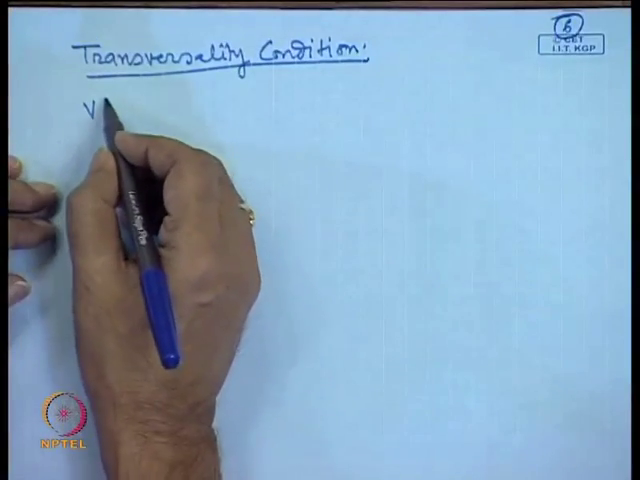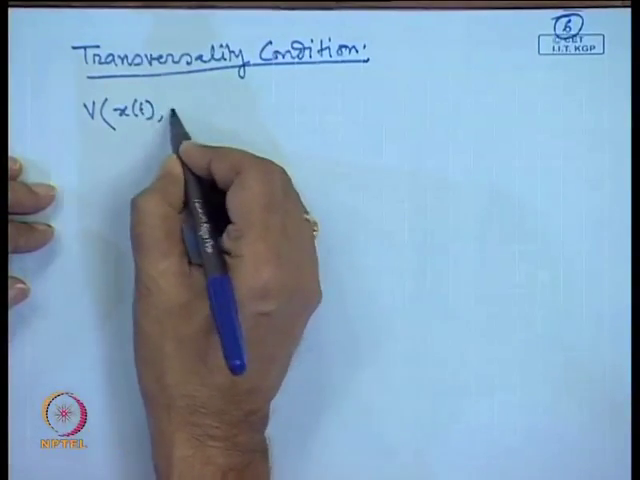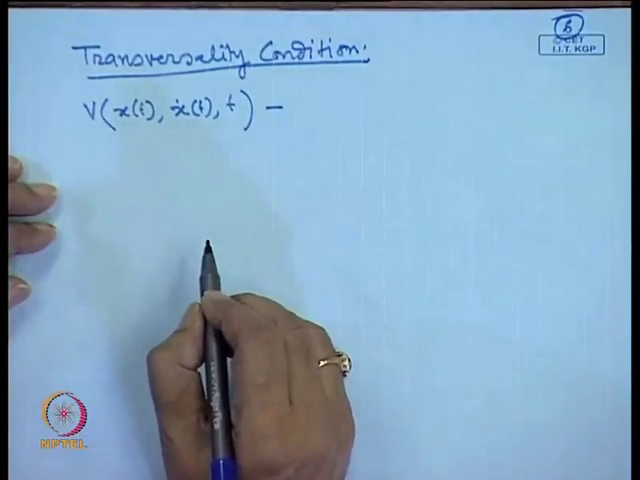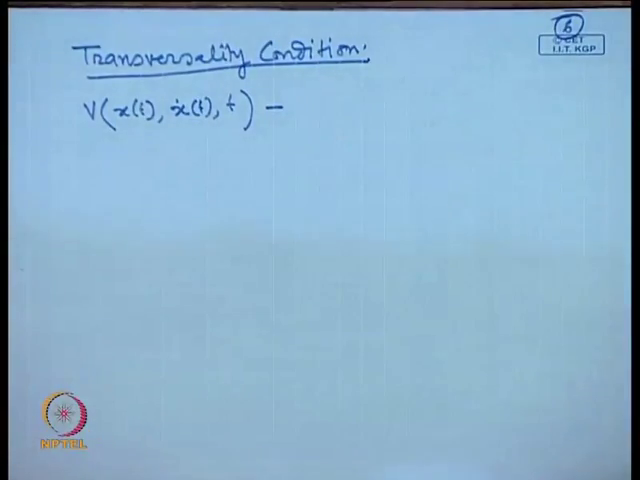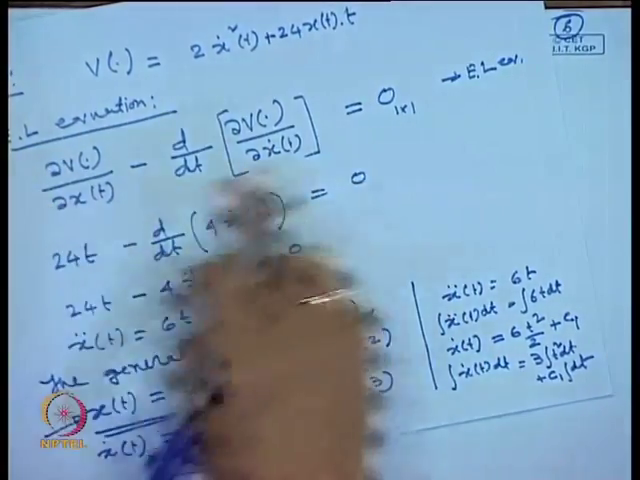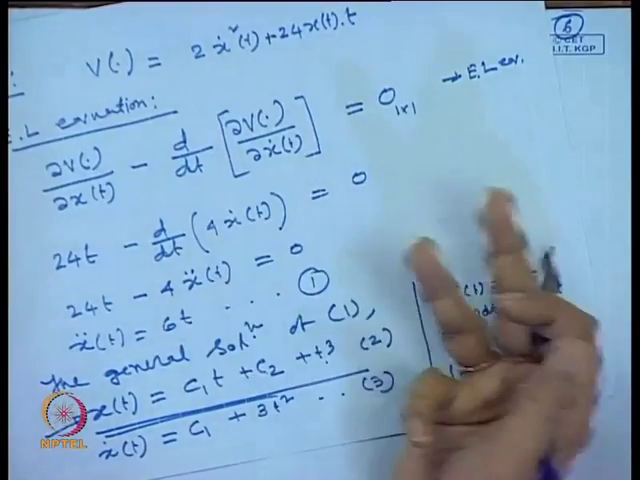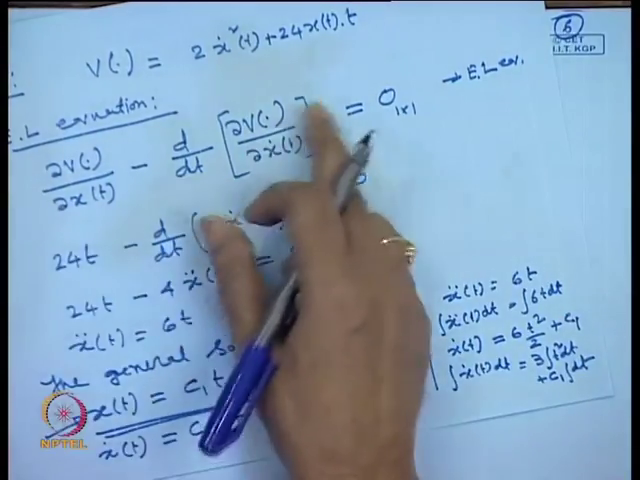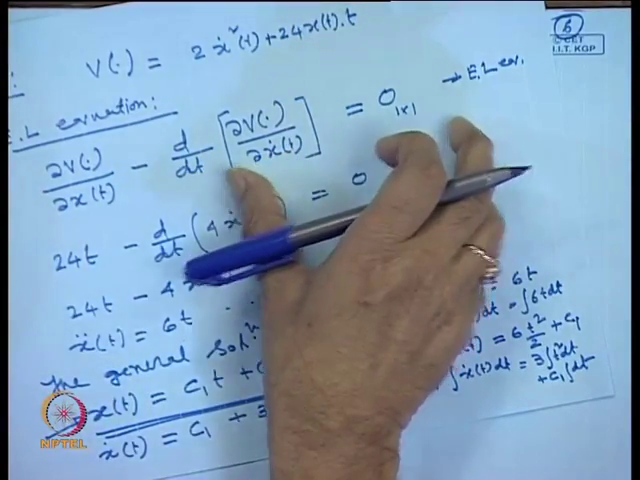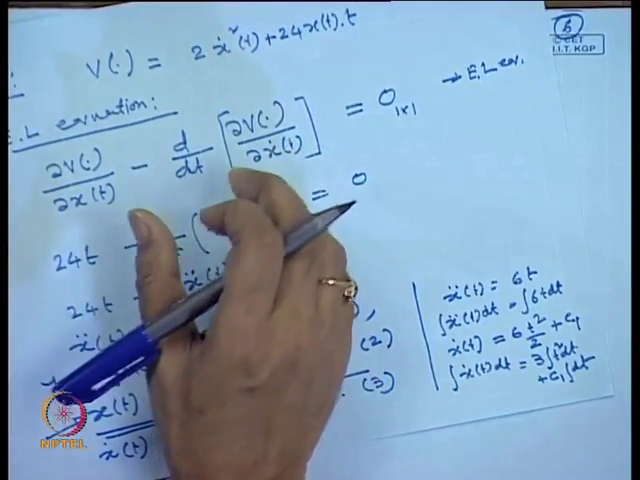So, let us see this one. If you recollect, I have not put the star, you can put it, because whatever solution you get from the Euler-Lagrange equation is only the optimal trajectory x star of t. So, it is not necessary to put the star, you can write x of t. I am just not writing it, if you like you can put the star also.